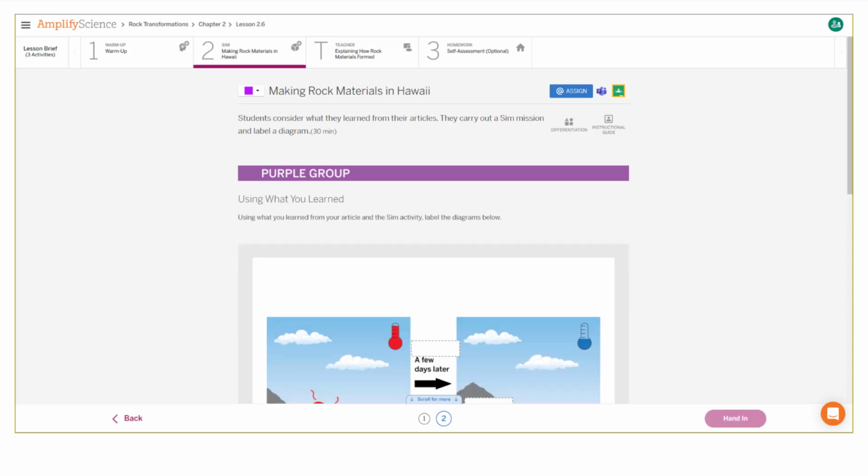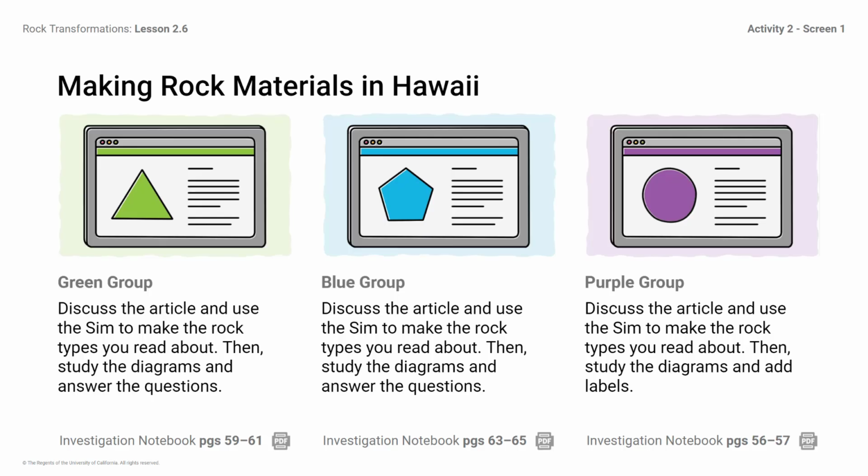And here's what your student screen looks like for the second part of this lesson. Your color group still may be different from your classmates. Making Rock Materials in Hawaii. Green group, discuss the article and use the sim to make the rock types you read about. Then study the diagrams and answer the questions.